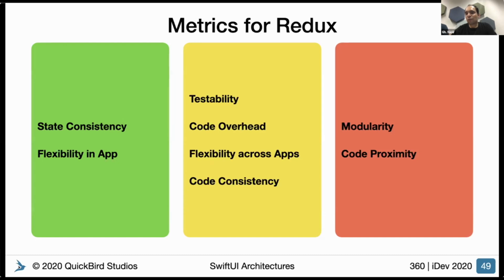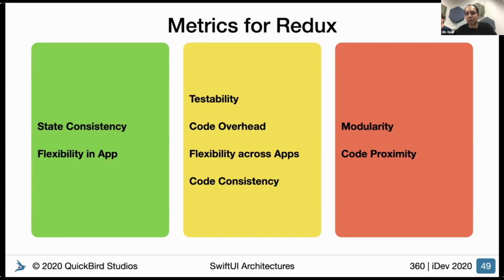The code overhead is, of course, that you have to write all the reducers and store and everything else. So there is at least some code overhead involved, or maybe a lot, depending on the type of application. If it's just a 2-screen application, the code overhead is very much, but for large applications, these 2-3 extra files or a few hundred lines of code is not a big deal. So that's why it can go in both the red and the green part. And the code consistency can also go both ways, right as well as wrong, depending on how you design it, since everything is inside the store and the views just do the view part.